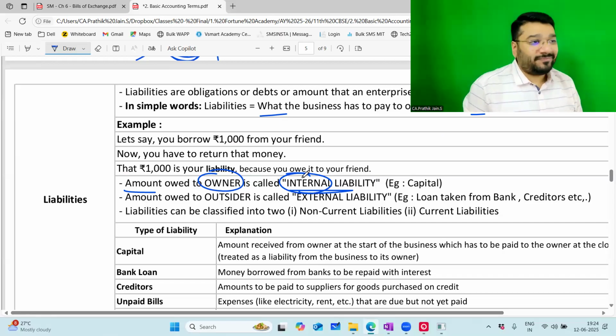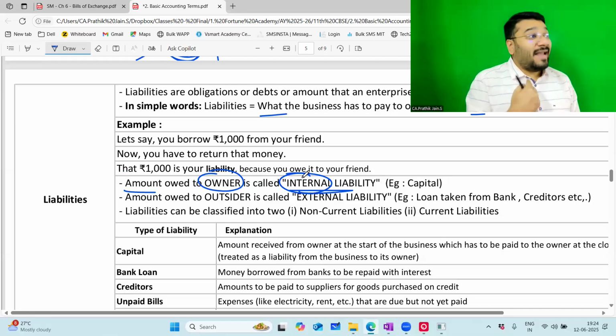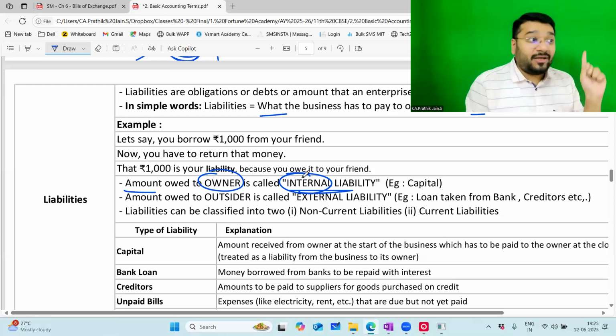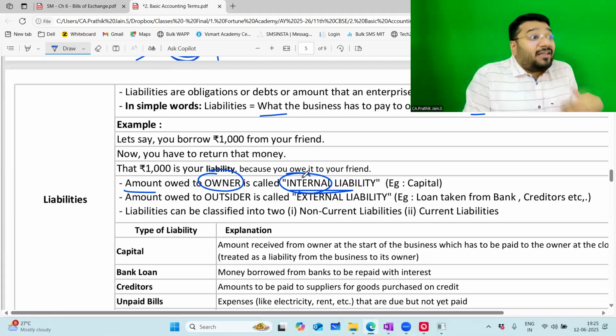But technically, you're wrong. In accounting, there is a concept called the accounting entity concept, also called the business entity concept, which says that owner is different, business is different. You should treat business as a person. FFLA is a person. And treat SPJ as a person. The only difference is SPJ is a human being, a natural person, whereas FFLA is a person, but not natural. Natural means created by God. Here, FFLA we created. So we artificially created.